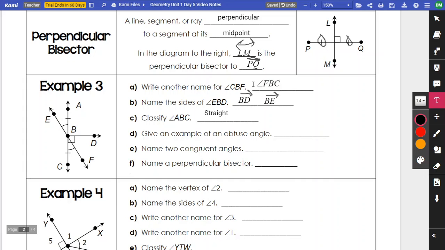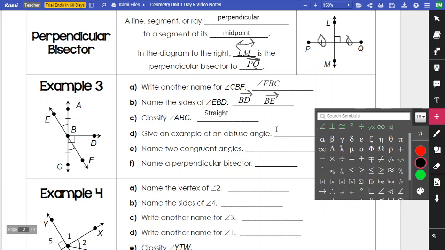Give an example of an obtuse angle. There's a whole lot that we can pick here. Just look for anything that's bigger than 90 degrees. I'll just start at point A here. If we go A, B, F, that would be an example of an obtuse angle. If we go EBD, that would be an example of an obtuse angle. CBE would also be another one. So anything that's bigger than 90 degrees. So let's say we've got angle ABF.